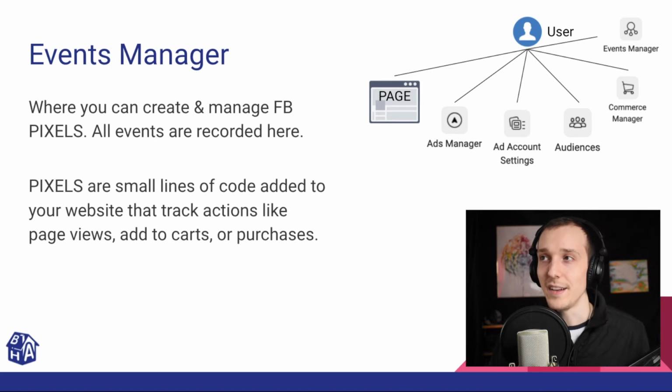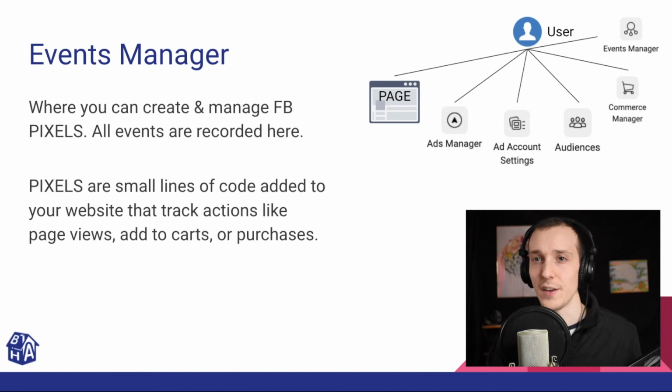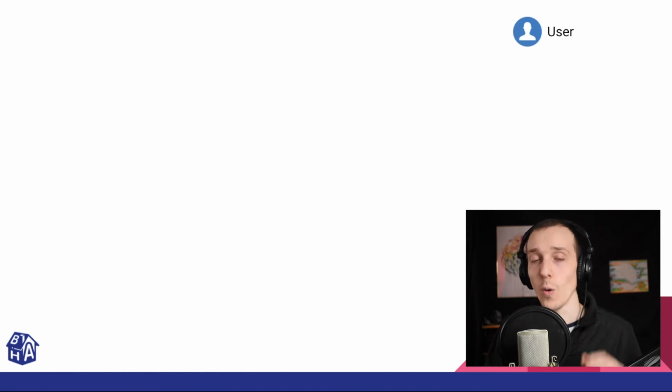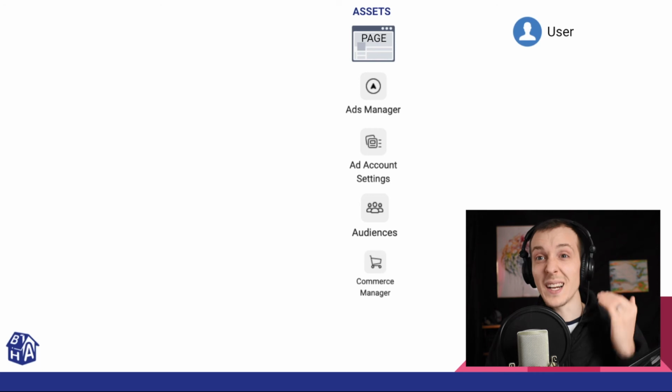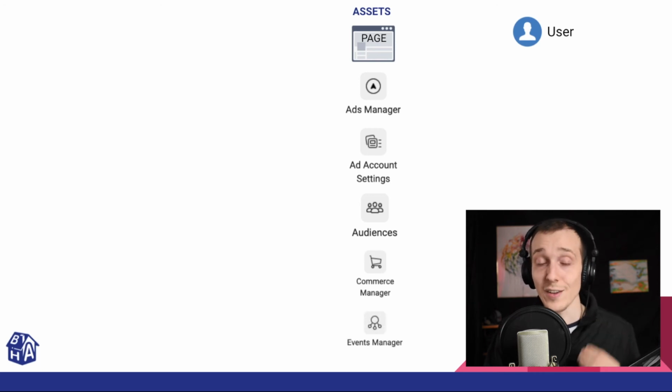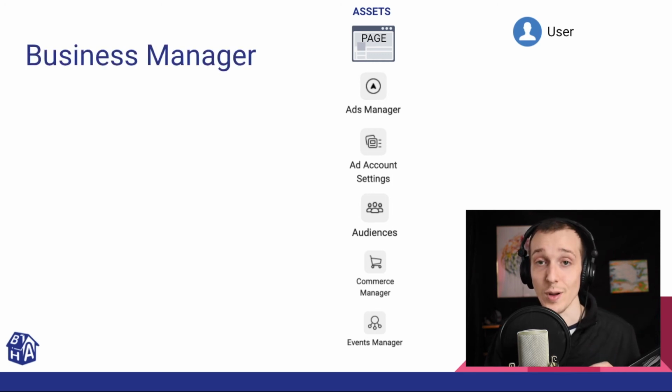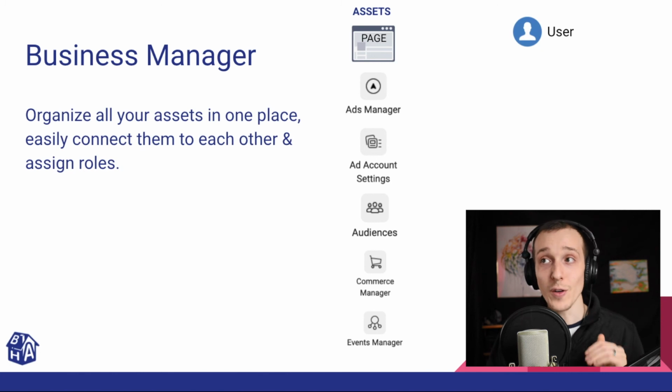So here's the thing. Is this kind of looking like a lot, all these different things to manage? Well, the truth is, it kind of is. So it is crucial we get organized. And so how we're going to get organized is by creating a business manager. So first, let's start with our assets that we just covered. We have our Facebook pages, our ads manager, our ad accounts, our audiences, our catalogs, and our pixels. These are all considered assets by Facebook. And what the business manager allows you to do is organize all your assets in one place and then easily connect them to each other and then assign roles and permissions.